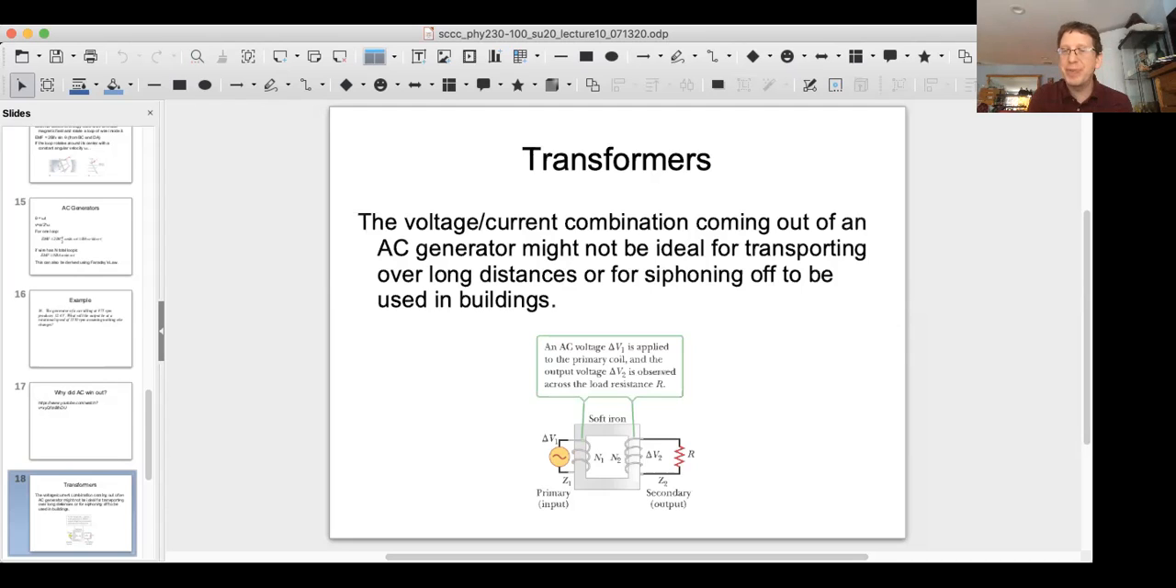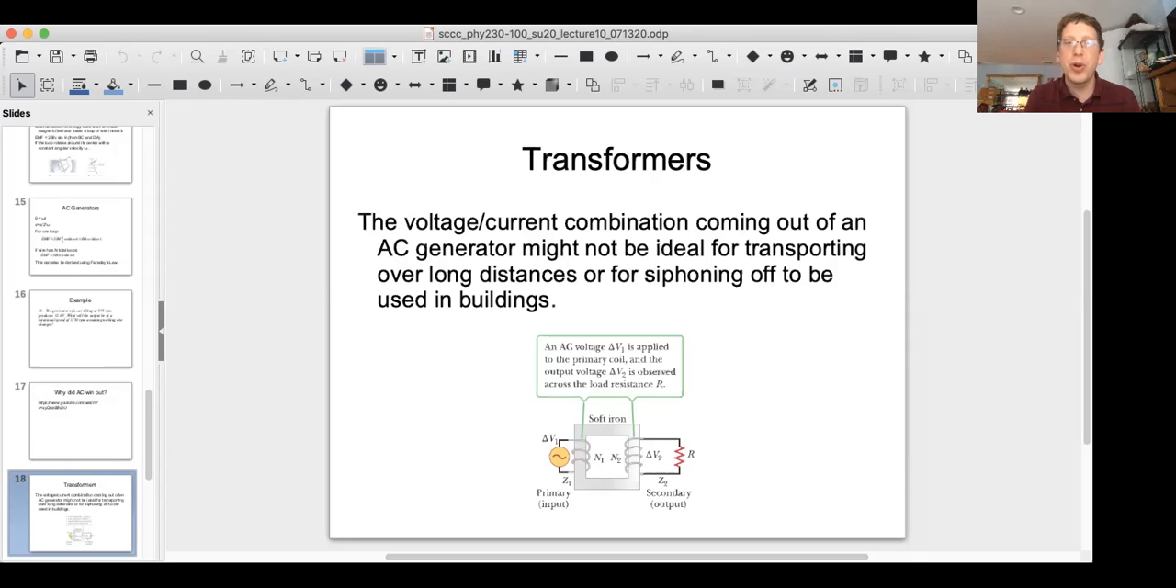But the magnetic flux between both coils is the same. So what that means is that the ratio of the output voltage to the input voltage, delta V2 over delta V1, is equal to the ratio of the turns in the coil. So delta V2 over delta V1 is equal to N2 over N1. So with a step-up transformer, the output coil has more turns than the input coil and the voltage increases. With a step-down transformer, the output coil has fewer turns than the input coil and the voltage decreases.